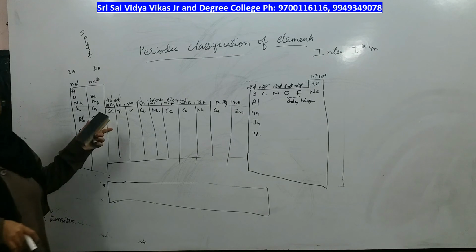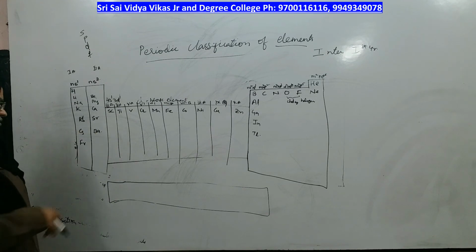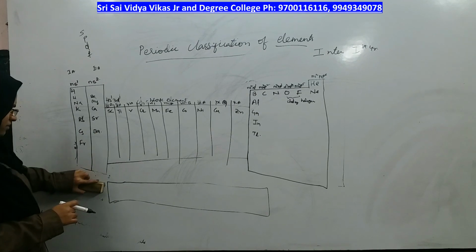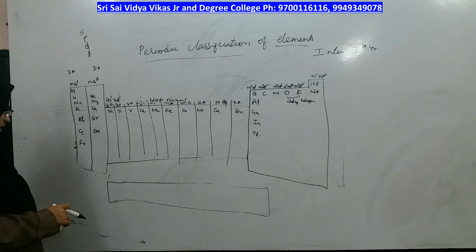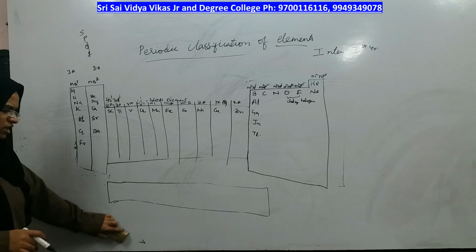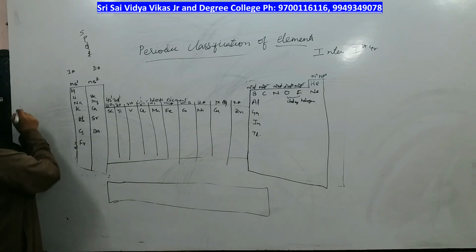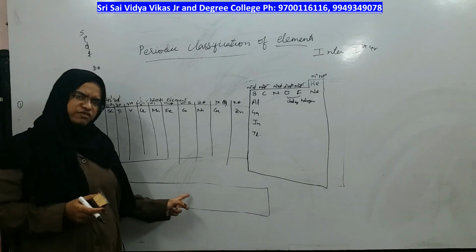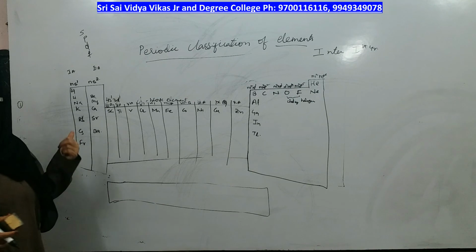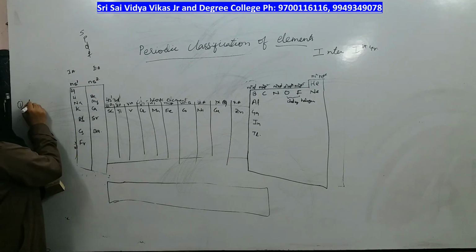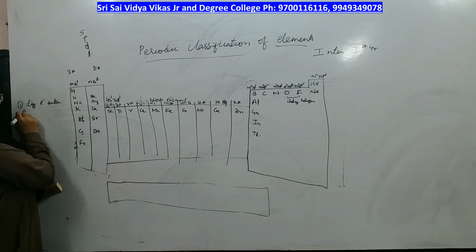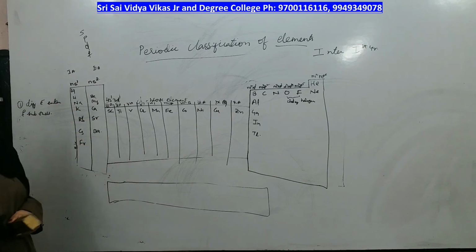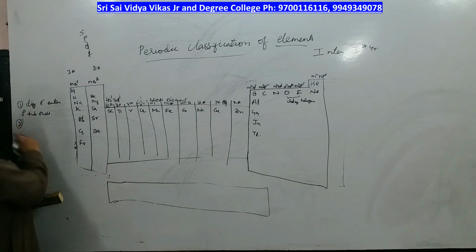The next block which we will study is F block elements. Why are they called F block elements should be our first point. The elements in which the differentiating electron enters into the F subshell are called F block elements.